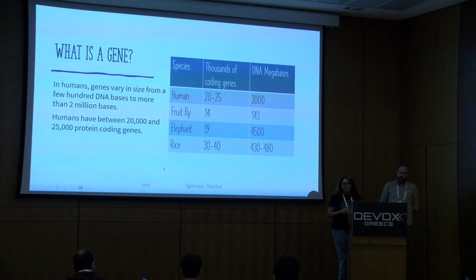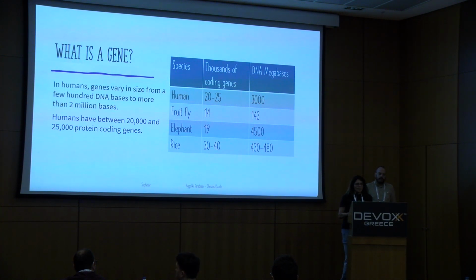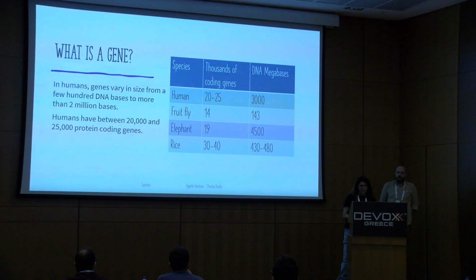We would expect that things are linear, so the more complex an organism, the more genes this organism has. This is not true, because genes are not the same size or combined in the same way. For example, a human, which is a fairly complex organism, has 3,000 megabases of DNA, but 20 to 25,000 coding genes. A single grain of rice, which should be much simpler, has actually more genes than we do.